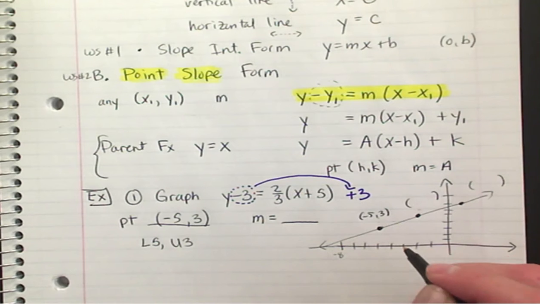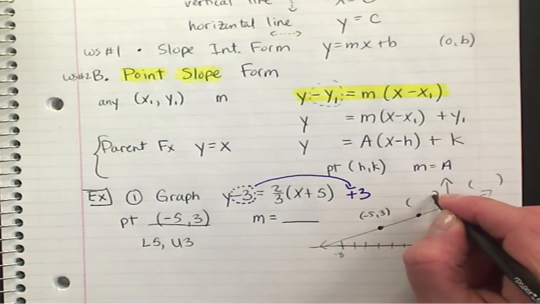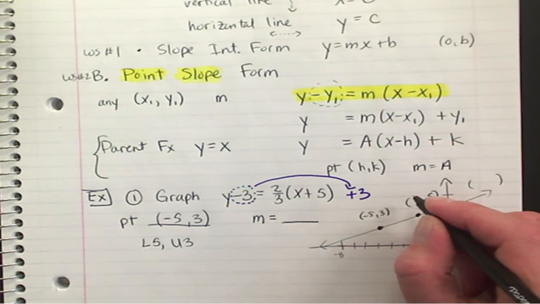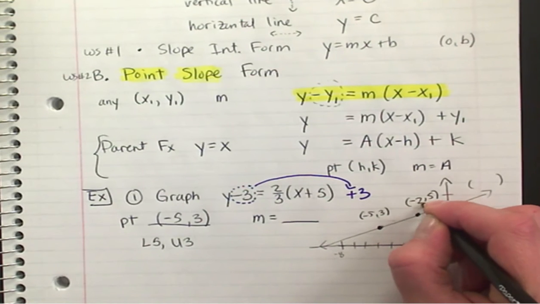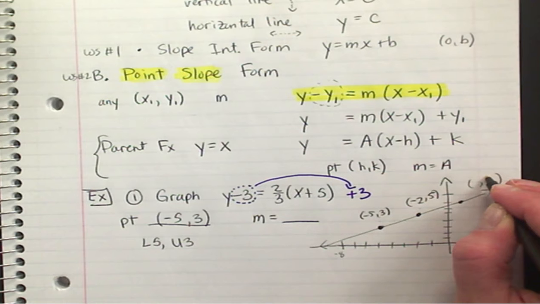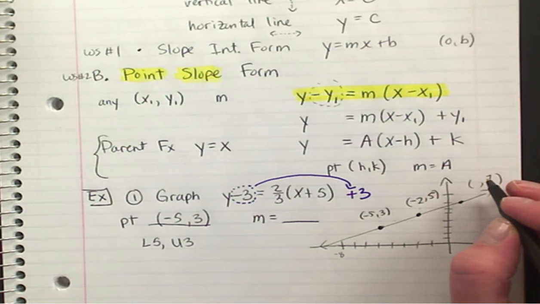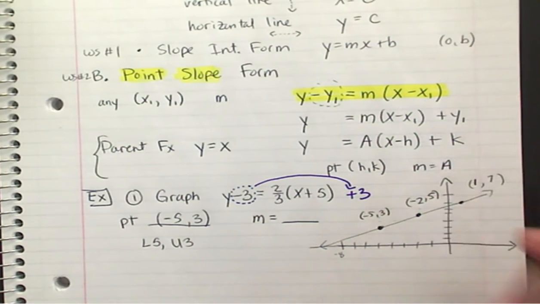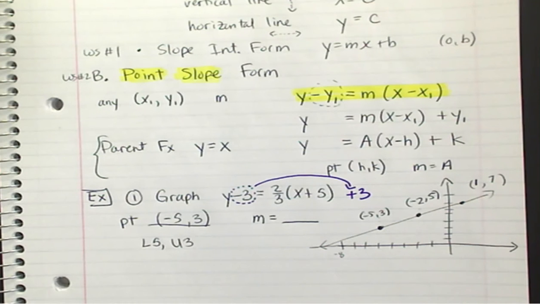So if I go rise, run, right, I'm just labeling my other points. Rise, run, there we go. I'm not on a grid, so you know exactly where they are.